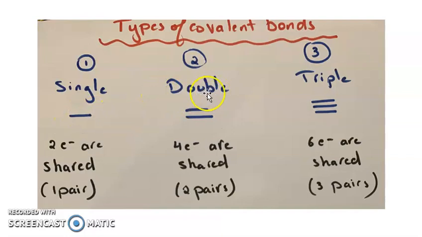In the double covalent bond, you have 4 total electrons that are being shared, so 2 pairs. How are they 4? Count them. 1, 2, 3, 4. 4 total electrons and 2 pairs. In triple bonds, you have sharing of 6 electrons in total, which is equivalent to 3 pairs of electrons. Every dash here is equivalent to 1 pair, which is 2 electrons. So in single, 2 electrons, double, 4 electrons, triple, 6 electrons.